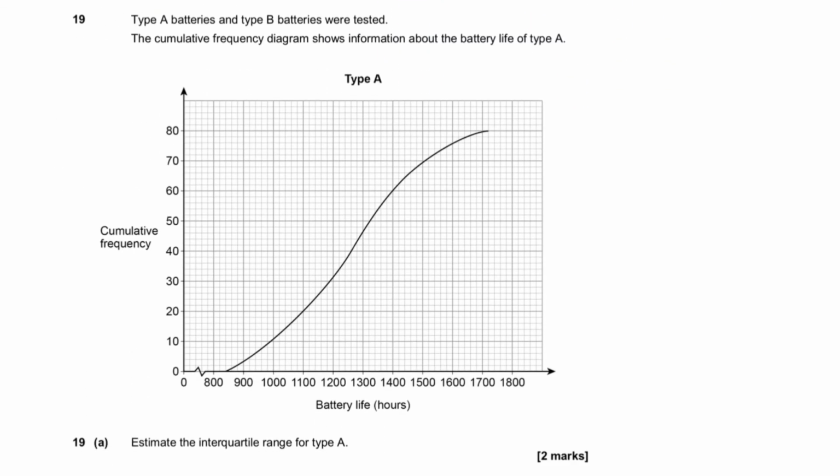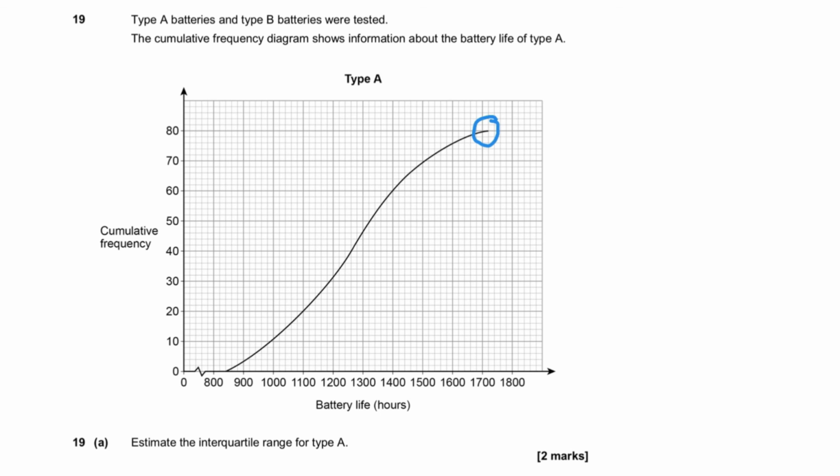So our last question says, type A batteries and type B batteries were tested. The cumulative frequency diagram shows information about the battery life of type A. Estimate the interquartile range for type A. So we can see from our graph that the line ends when it gets to 80, so there must have been 80 batteries in the test.